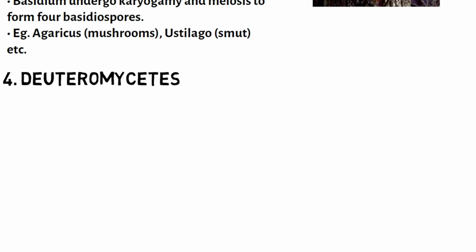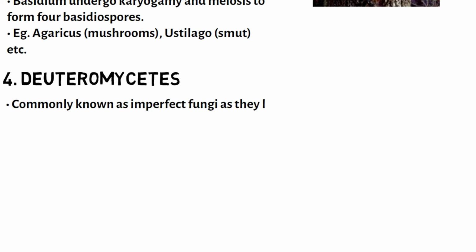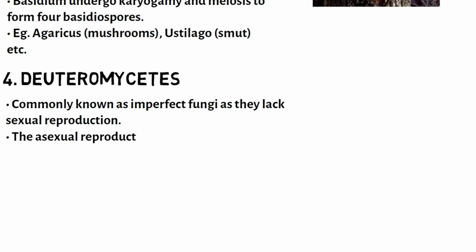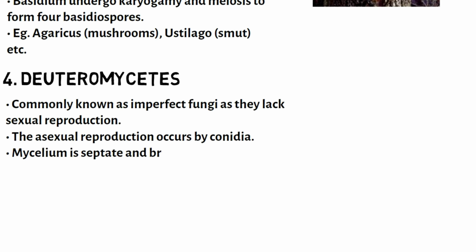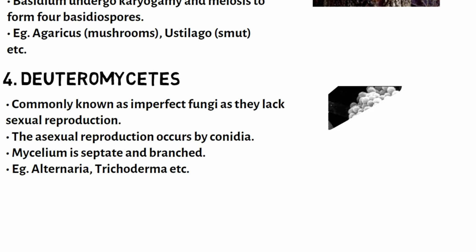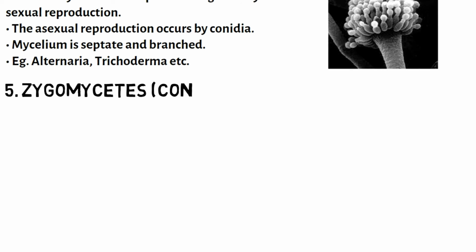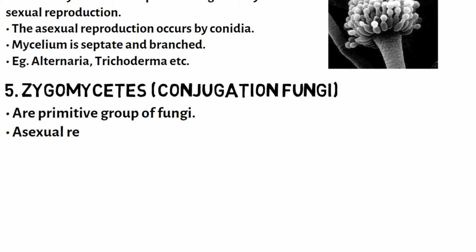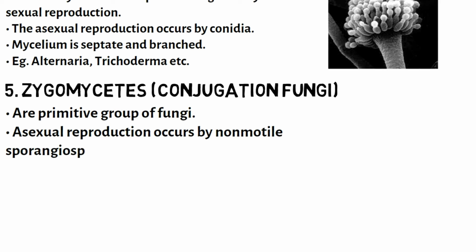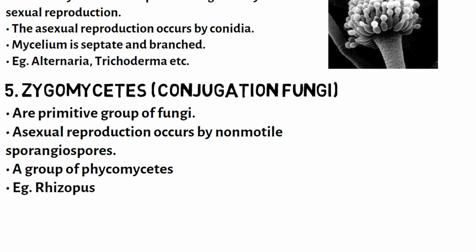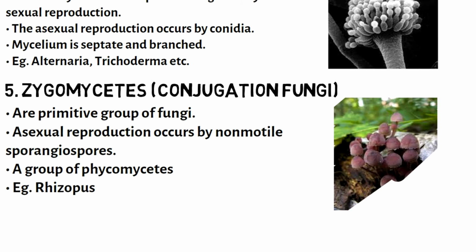Deuteromycetes. Commonly known as imperfect fungi as they lack sexual reproduction. The asexual reproduction occurs by conidia. Mycelium is septate and branched. E.g. Alternaria, Trichoderma, etc. Zygomycetes, conjugation fungi, are a primitive group of fungi. Asexual reproduction occurs by non-motile sporangiospores. A group of Phycomycetes. E.g. Rhizopus.